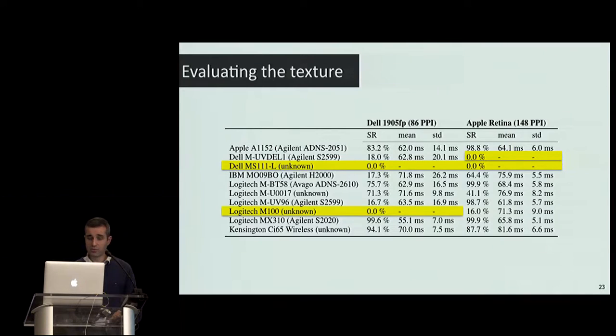We evaluated the texture with 10 different optical mice and with 2 monitors with different resolutions. We have a normal 90 pixel per inch monitor, and we also evaluated an Apple Retina display with a high resolution. Except for 2 mice that do not work at all on each monitor, the other mice show a success rate above 16%, which means it's possible to perform at least 1 measure of latency per second using these mice. And here the average latency is around 70 milliseconds on a high-end machine.